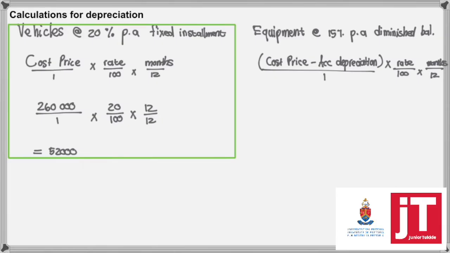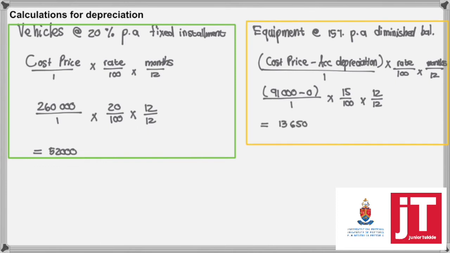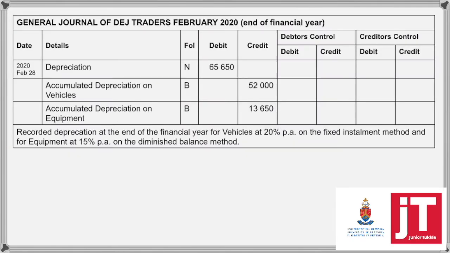Now, because it's a new asset, there is no accumulated depreciation. So we can't minus anything off because it's the first time we calculate depreciation on this asset. So it's minus 0 times 15% times 12 over 12. And that gives us 13,650 Rand. Now we need to record this in the general journal.